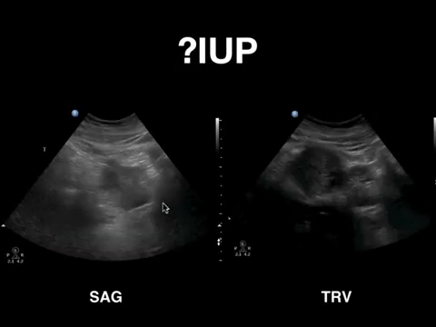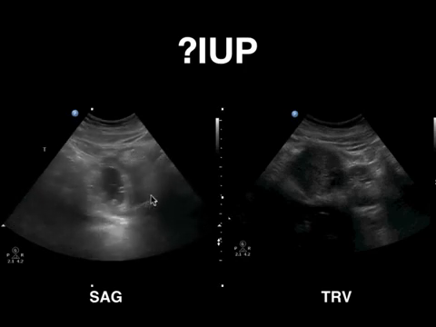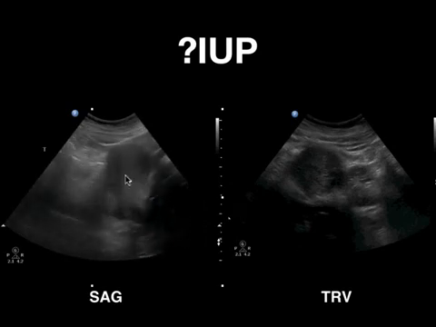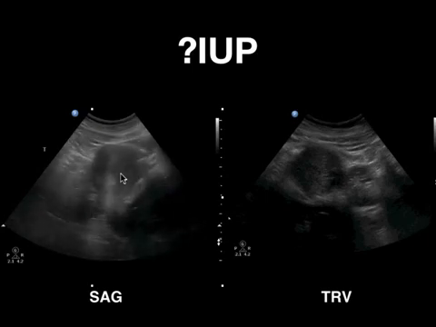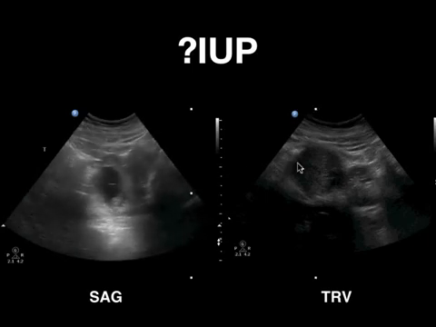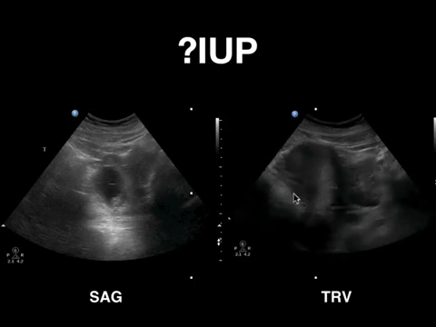Let's look at this patient. Did they have an intrauterine pregnancy? On the sagittal image, you can see the sweep here. Here's the pregnancy here. Here's the uterus here. So is this something that's eccentrically located? Let's take a look at the transverse view.